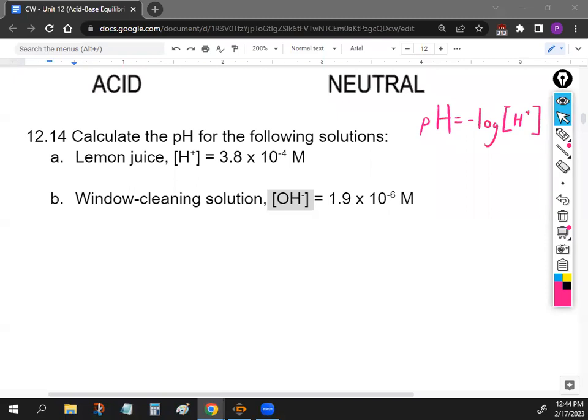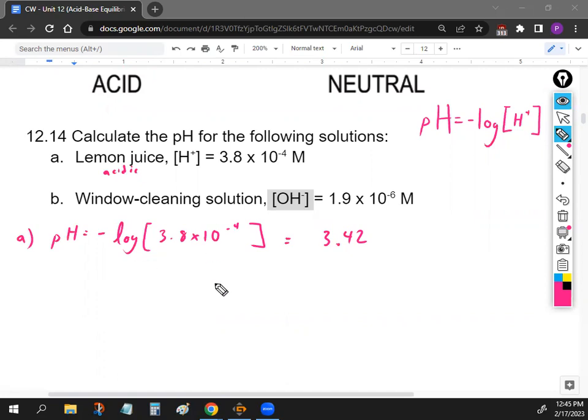Okay, so for part A, it should be pretty simple. All we're going to do is plug this value into the pH formula. So for part A, pH is equal to the negative log of this right here, so 3.8 times 10 to the negative 4. And that should give you a pH of, hold on, I wrote it down very wrong. Where's my calculator? What did you guys get? 3.42, good. That sounds about right. And it makes sense because if it's lemon juice, it's probably acidic, so you want to make sure it is less than 7.